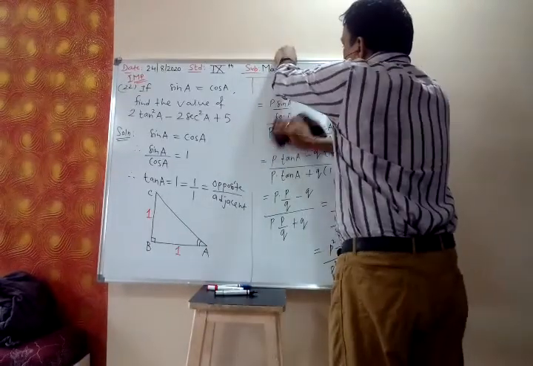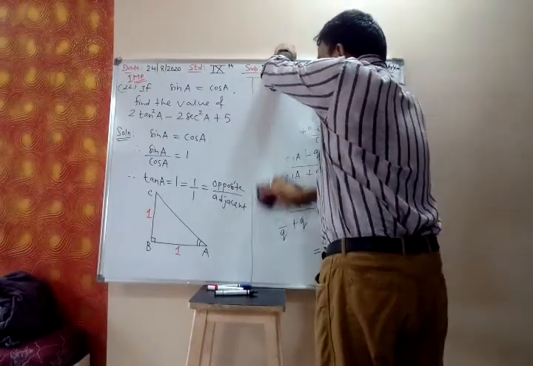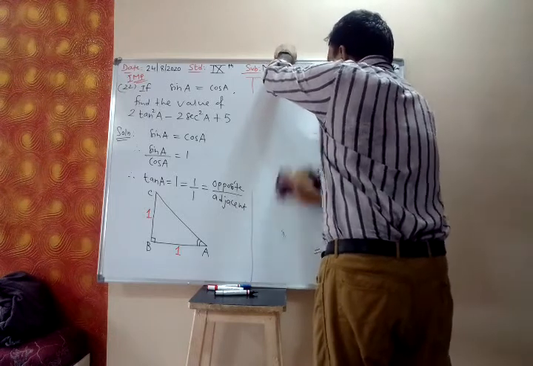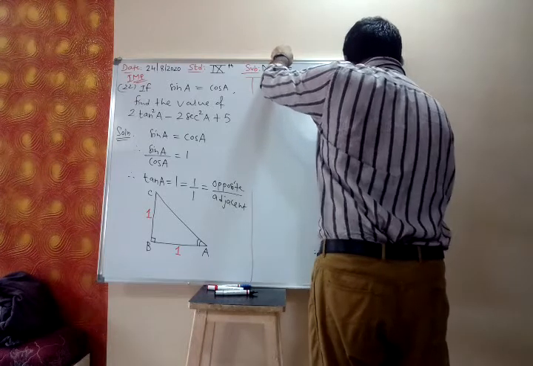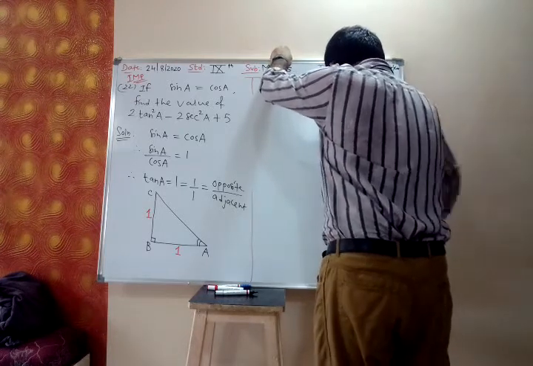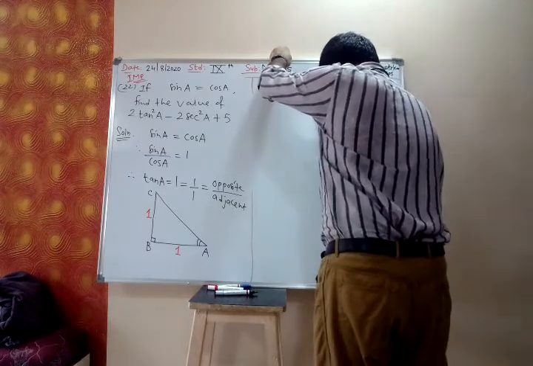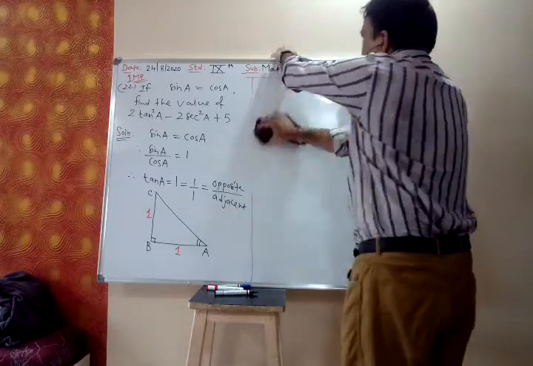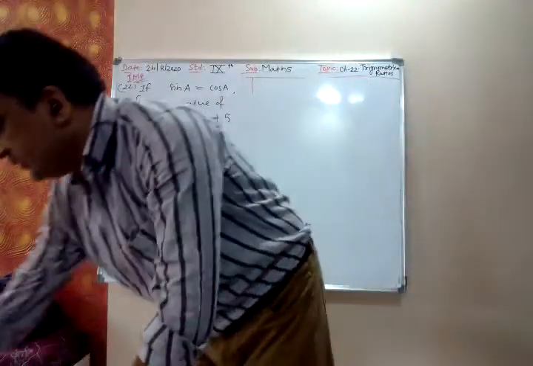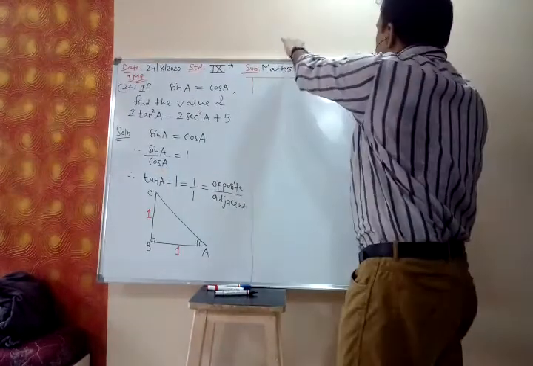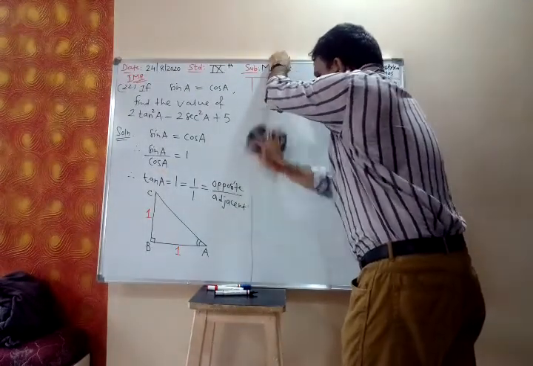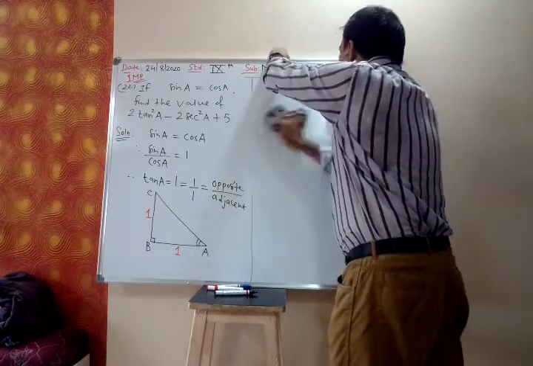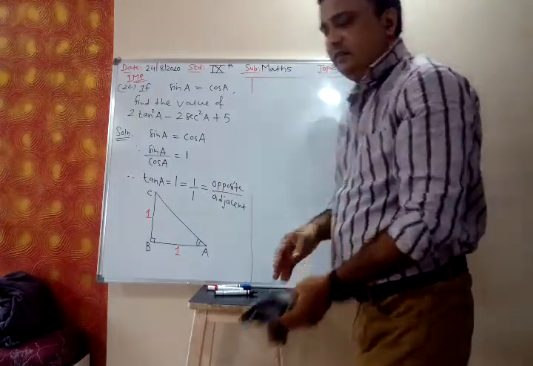Yes, using Pythagoras theorem, find the value of AC. Opposite side is 1. No, it will not be 2. It will be root 2, yes. So using Pythagoras theorem, find the value of AC.